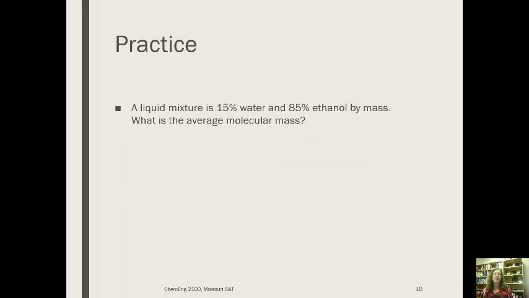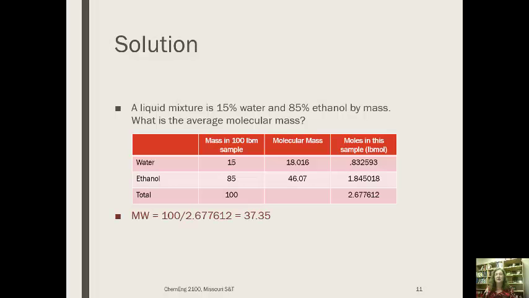So let's look at a practice problem. 15% water and 85% ethanol by mass, and I want to know the average molecular mass. Not really that hard. I'm doing this not by the formula, but by logic. If I take a basis of 100 pounds mass of the mixture, I have 15 pounds mass of water and 85 pounds mass of ethanol. The molecular masses are something I could look up, so 18 and 46.